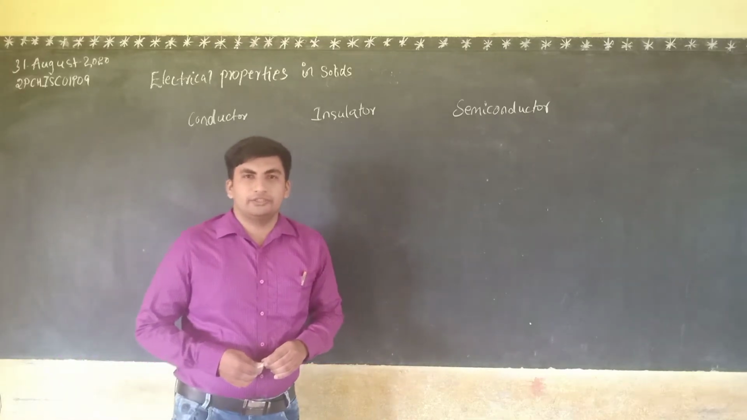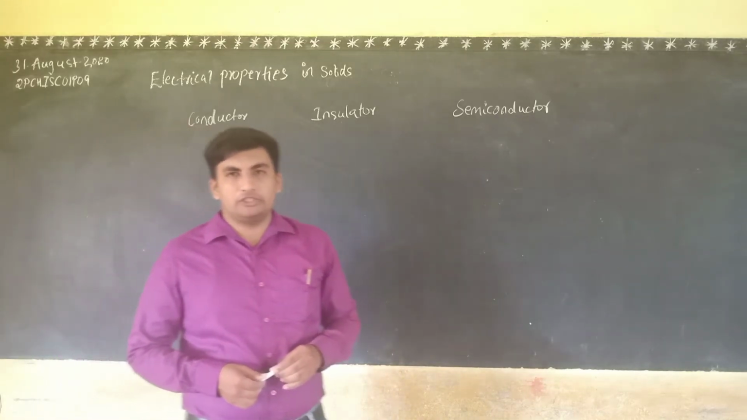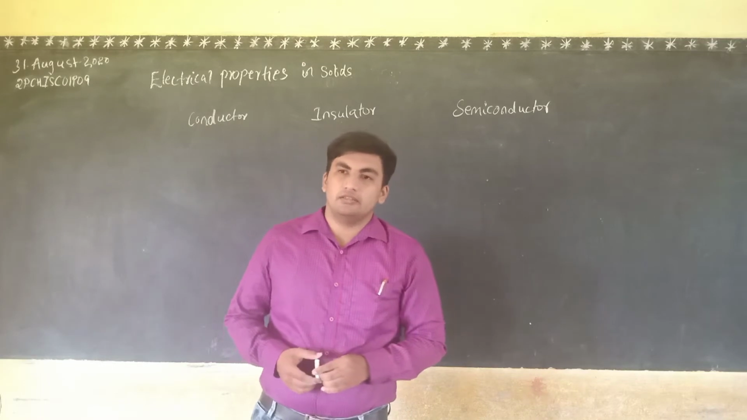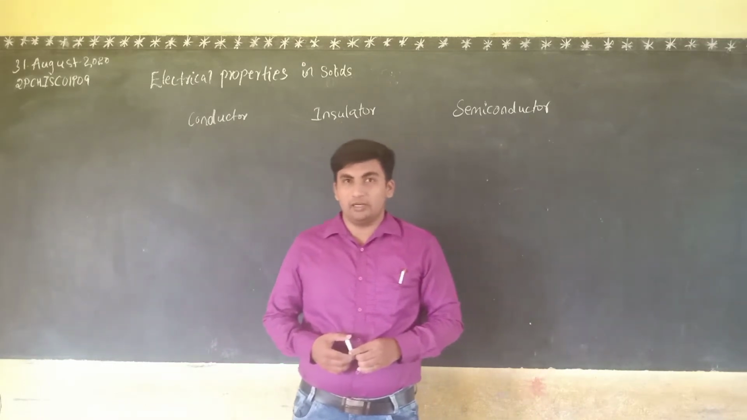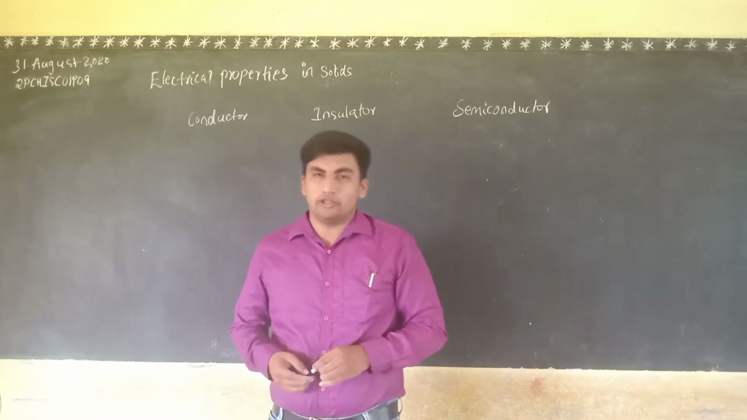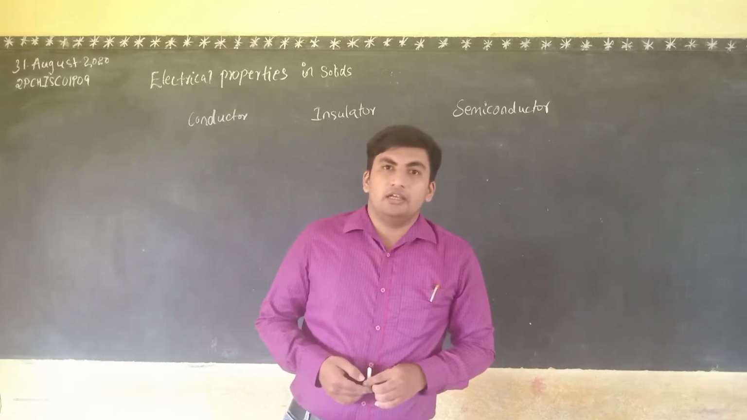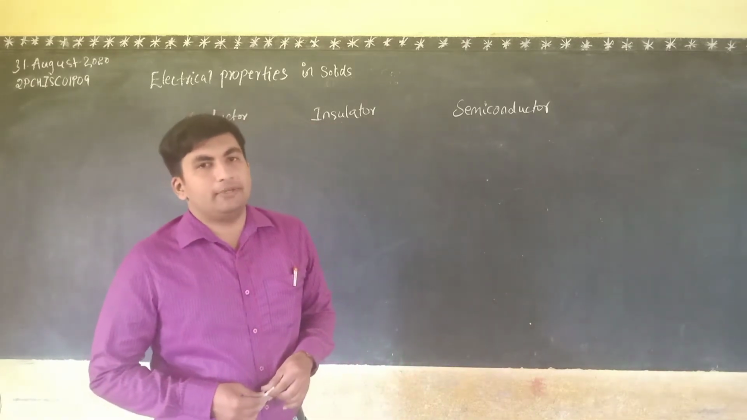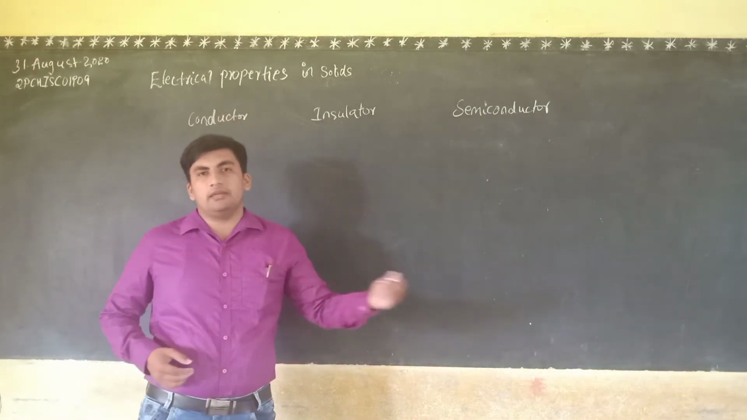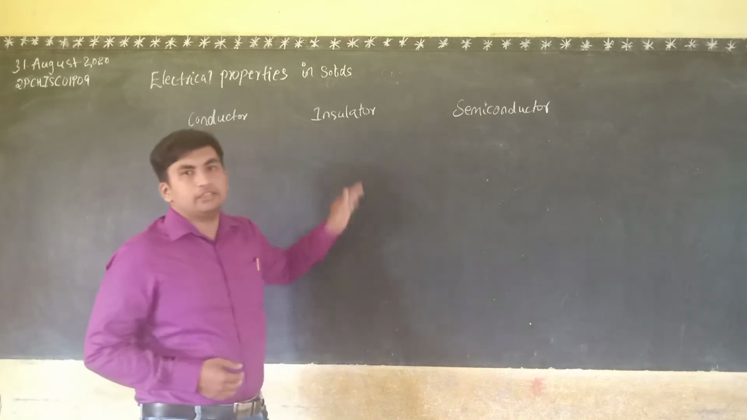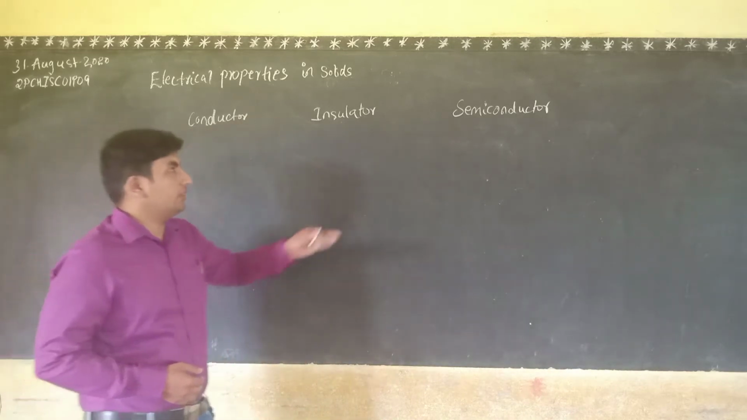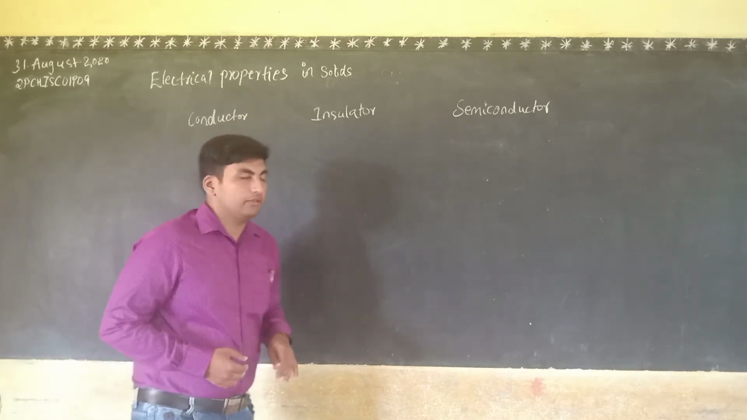Good morning, students. Today we are going to the last part of solid state chemistry, that is electrical properties in solids. Based on the electrical properties, materials or substances can be divided into three types. One is conductor, the second one is insulator, and the third one is semiconductor.